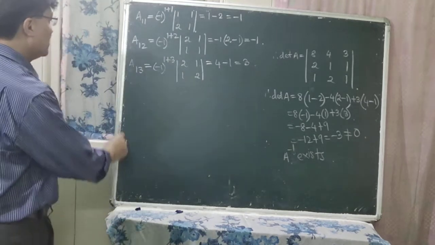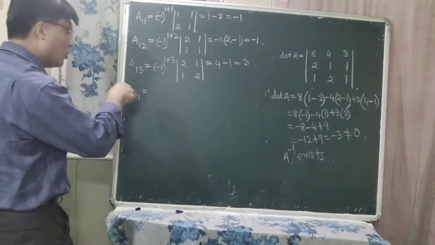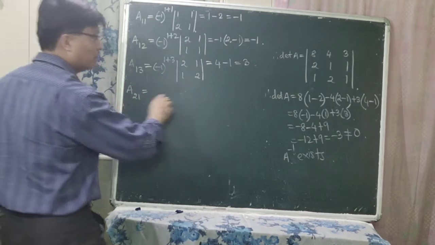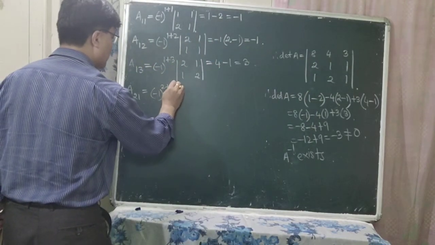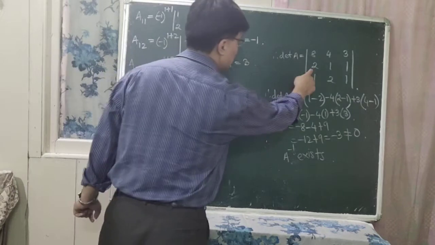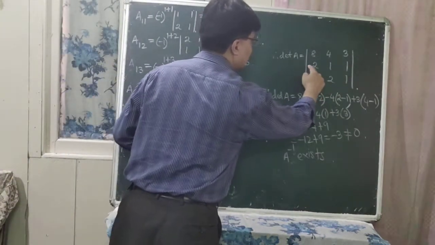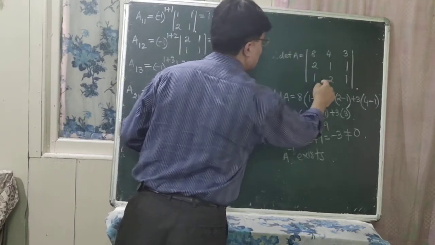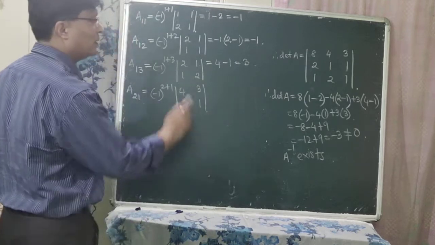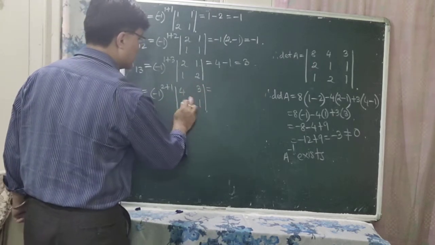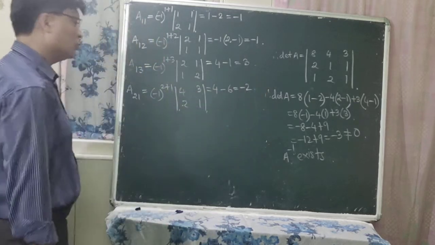Understood? So next one is, you can find out A21. What is A21? Cofactor of the element belonging to the second row and first column. That means 2. So minus 1 over the power 2 plus 1. Now delete the row and the column through the element 2. That means second row and first column are deleted. 4, 3, 2, 1 remains. Which is equal to, this is 4 1s are 4, this is minus 6, which is equal to minus 2.